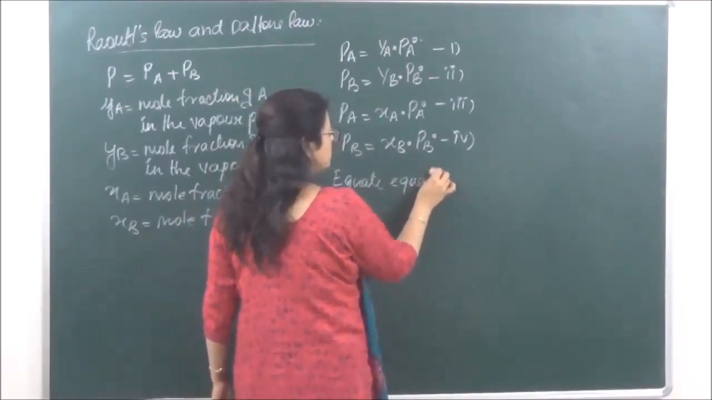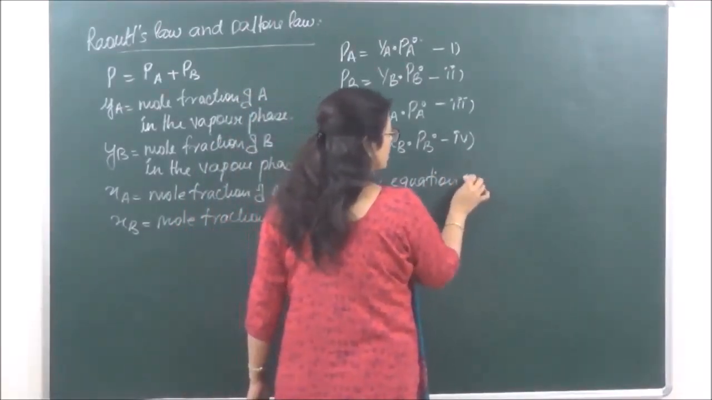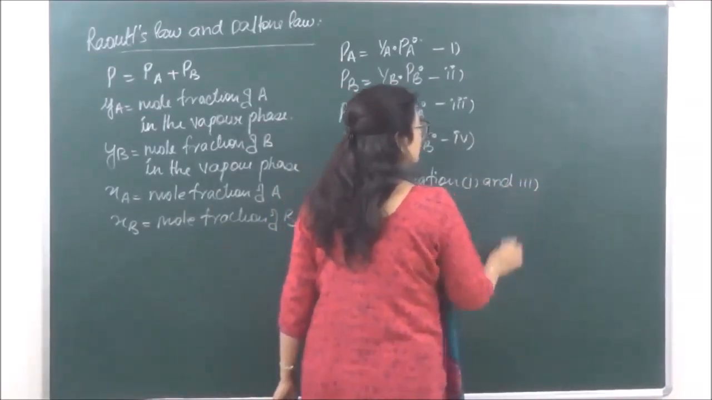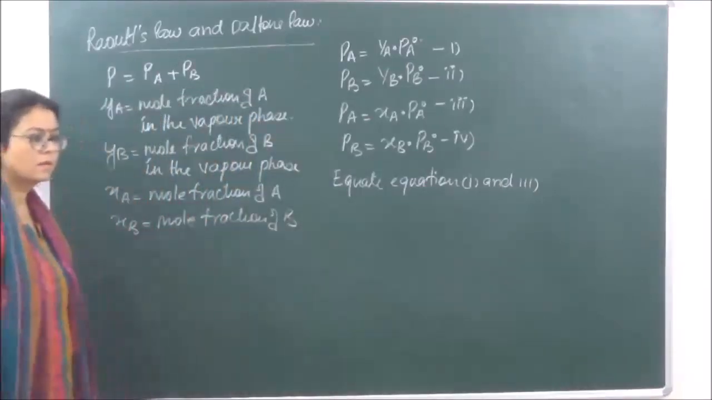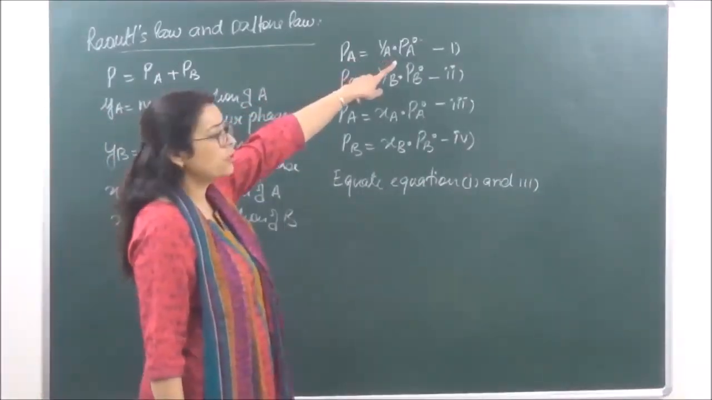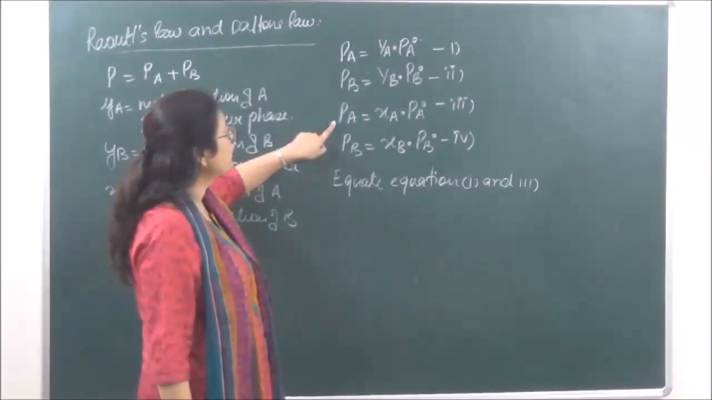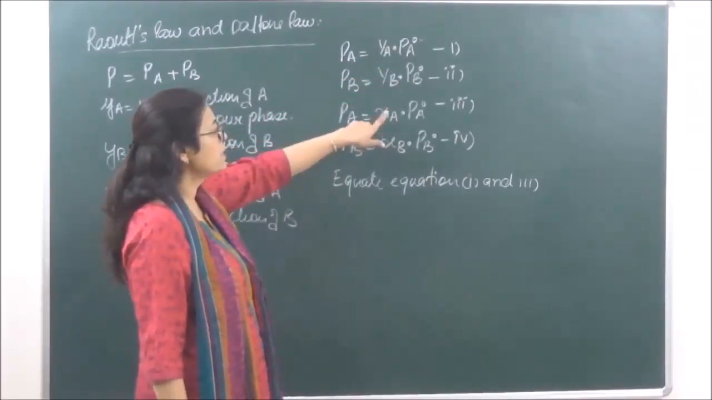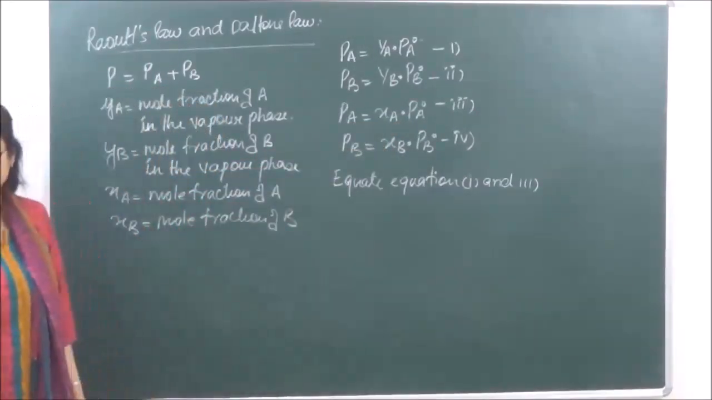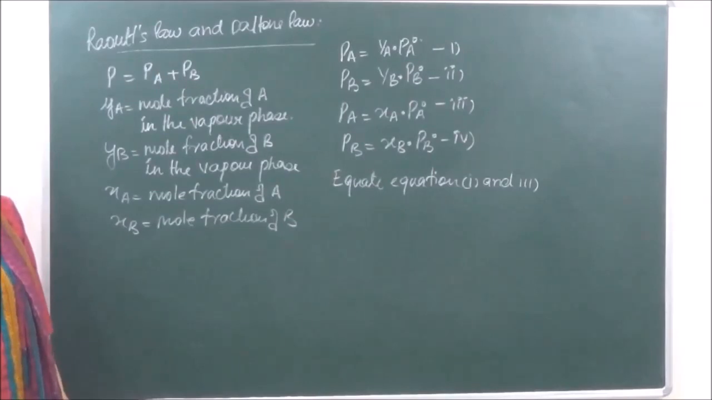equation 1 and 3. According to equation 1, PA is equal to YA into PA naught, and according to equation 3, PA is equal to XA into PA naught, right? So when we are equating both these equations, what do we get?